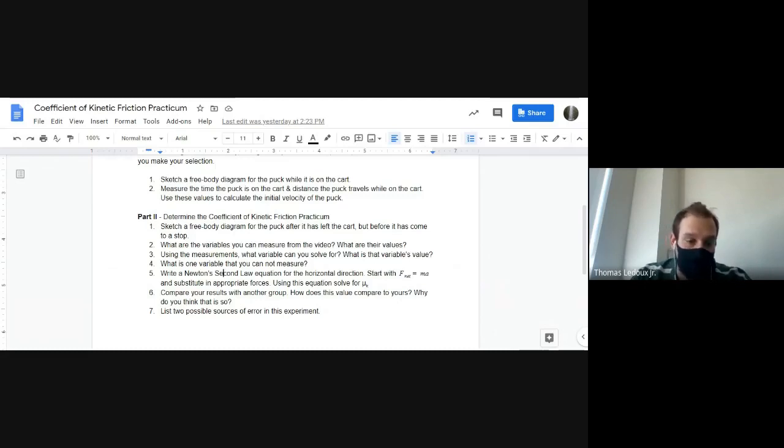Then students compare their results with another group, and I ask them, how does the value compare to yours? Why do you think this is so? And then we talk about sources of error. How could we make the experiment better?